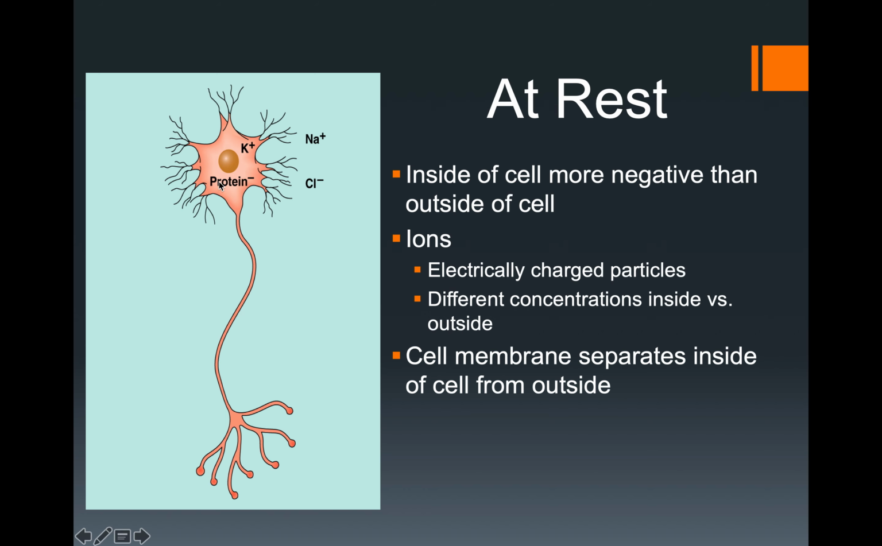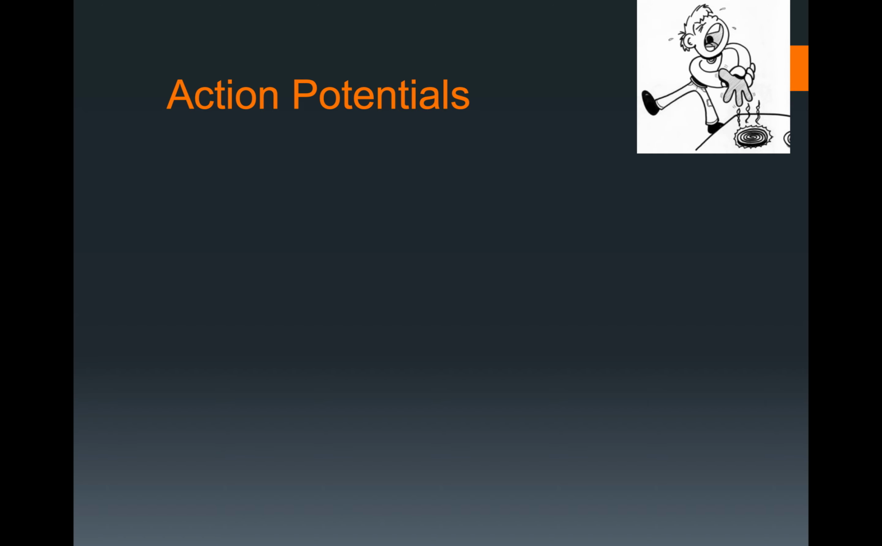And so at rest, you have a lot of negatively charged protein ions inside the cell, which make it more negative inside the cell relative to outside of the cell. You have a higher concentration of potassium inside the cell than outside the cell, and outside the cell you have higher concentrations of sodium and chloride than you do inside the cell, although all of these are going to exist both inside and outside the cell. It's just about relative concentrations.